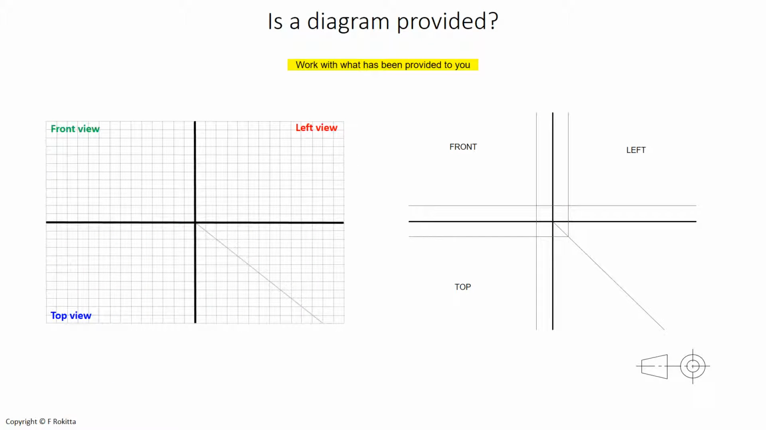Is a diagram provided? You must work with what has been provided to you on your answer sheet, or what was stated in your question. On our left-hand side, we have a diagram provided on a grid paper. On our right-hand side, we have a diagram provided, but no grid paper. Therefore, we need to make sure that we have drawn in the margin lines next to our X and Y axis.